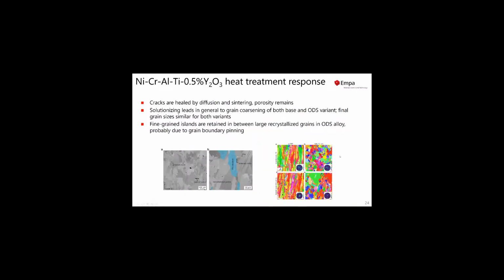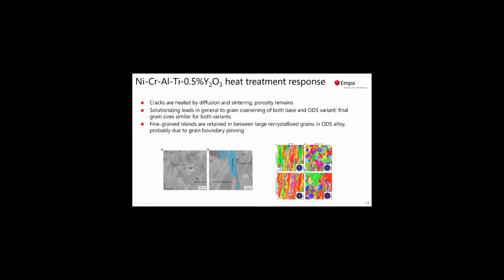Looking into the grain structure, or also the defects, well, the cracks are healed by diffusion and sintering. So we see much less cracks, and what we also see is that the crack tips are very blunt in comparison to the as-processed material. The porosity remains if we don't do hipping, of course. This is just a solutionizing heat treatment.